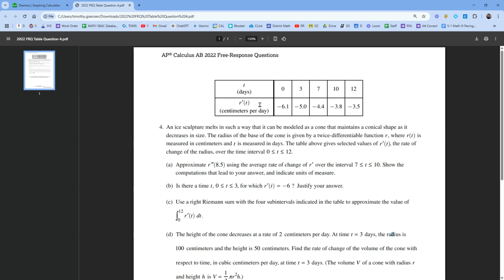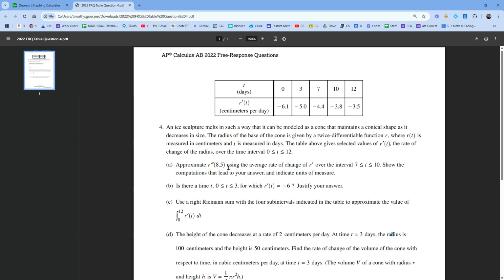So we have days and we have a rate. And it's important to know if you're looking at a rate or if you're just looking at a function. And it describes an ice sculpture that's melting. That's the radius as it's melting every day. And the first question is to approximate the second derivative at 8.5.